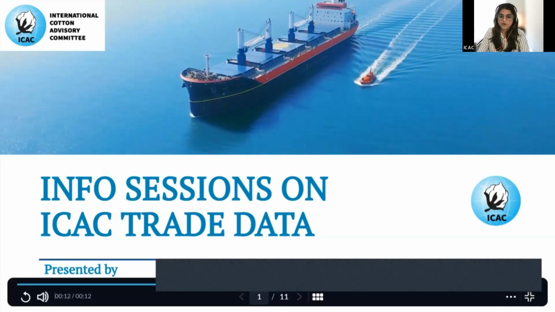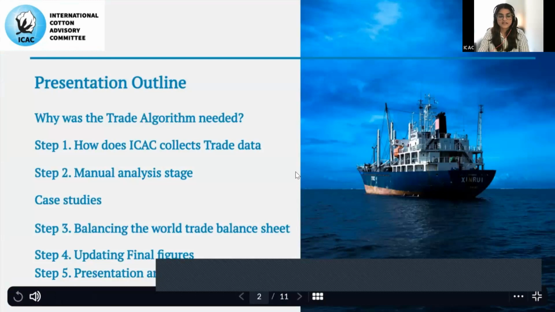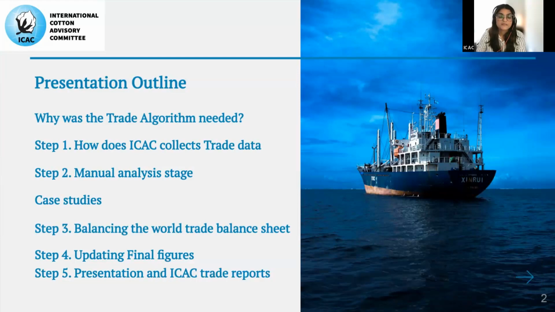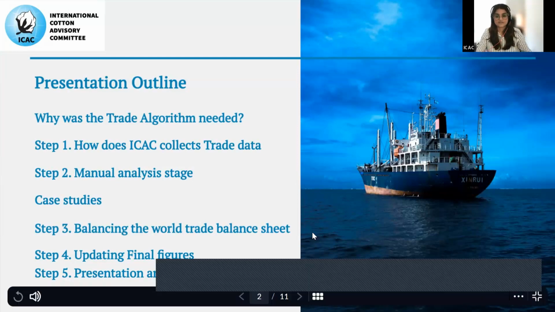So very quickly then, what we will cover in this presentation today: we will see why the trade algorithm was needed. Then we will quickly go through the steps of how ICAC collects trade data, the manual analysis stage. Then we will quickly have a look at case studies of where we benefited by using the algorithm, and then countries and areas for which manual analysis is very crucial. And then we will move on to how we balance the world trade balance sheet and individual balance sheet for each country, how we update figures, and then finally presentations and ICAC trade reports.